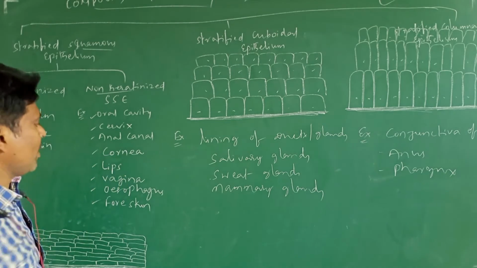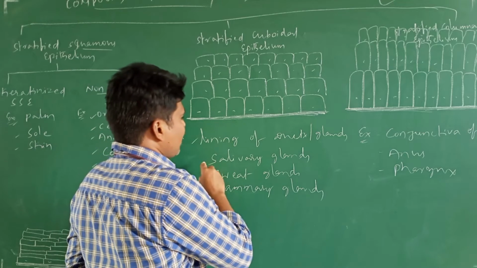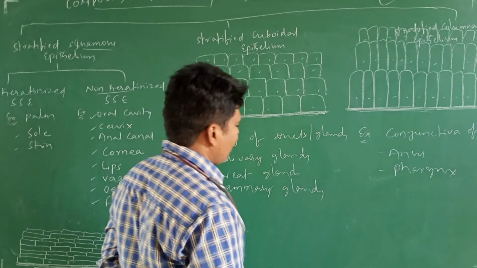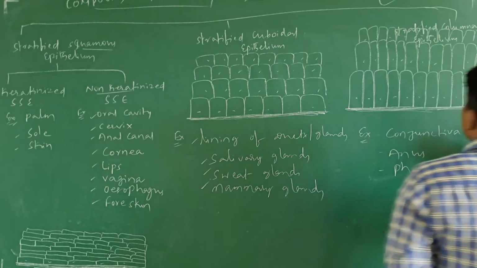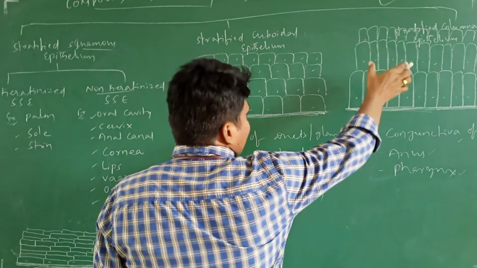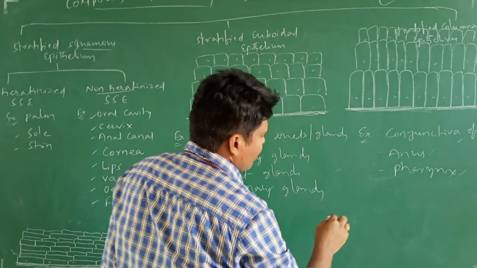So all these examples come under this. Next, stratified cuboidal epithelium: lining of the ducts or glands, salivary glands, sweat glands, mammary glands. Stratified columnar epithelium: conjunctiva of the eye, anus, pharynx region. Clear? And stratified ciliated columnar epithelium is also present.